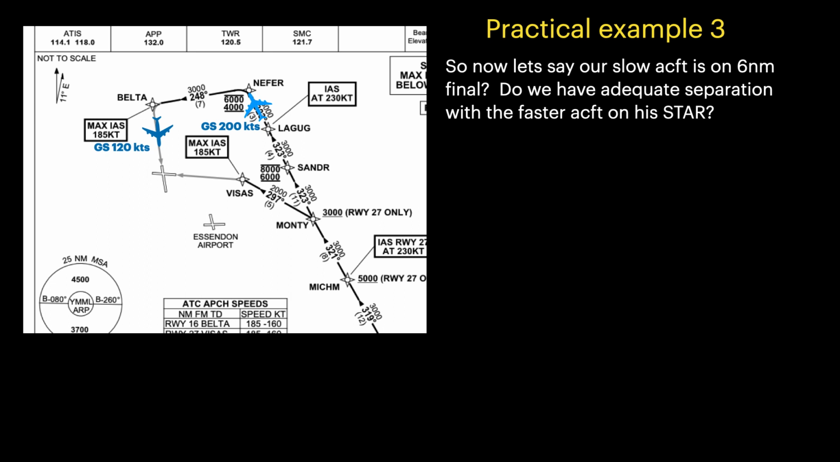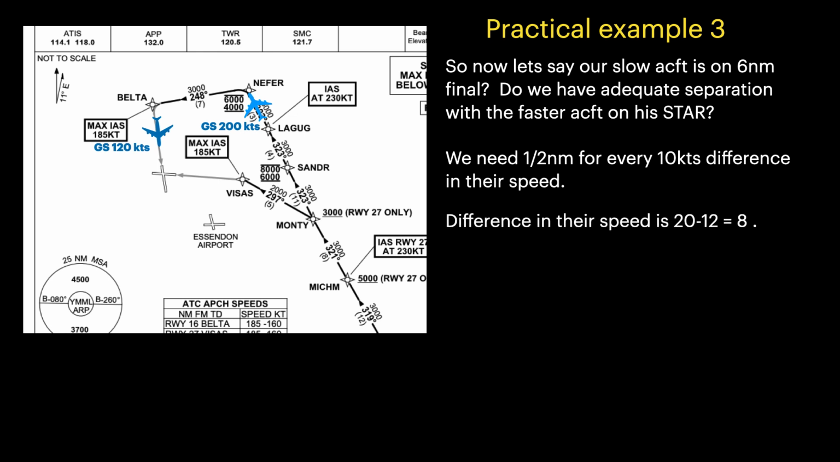Do we have adequate separation with the faster aircraft on his STAR? You could probably guess what the answer is, but I just want to go through the maths. So we look at our first aircraft. He's 6 miles from the runway, and he's doing 120 knots, or 12. So we see that we need half a nautical mile for every 10 knots difference in their speed. In other words, 6 divided by 12 gives you a fraction of a half.